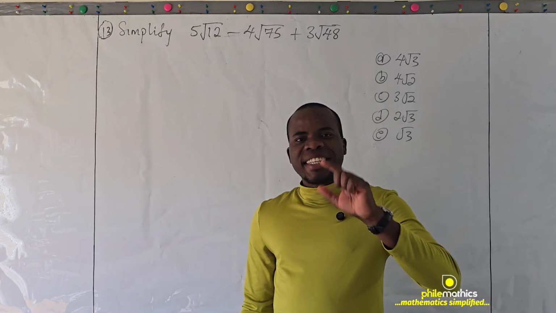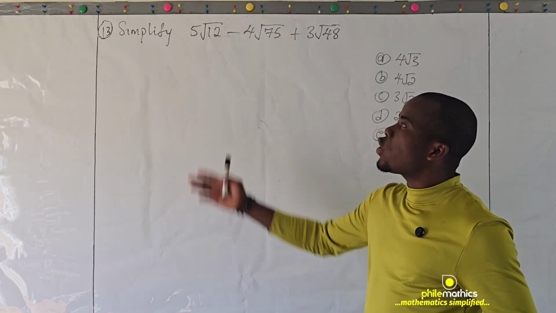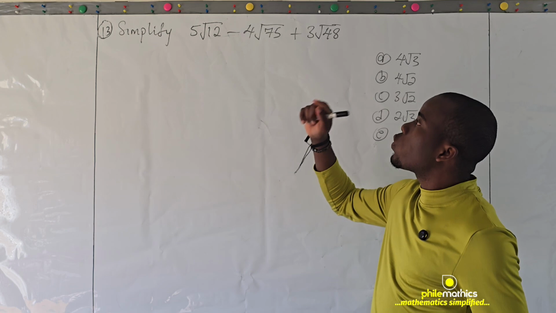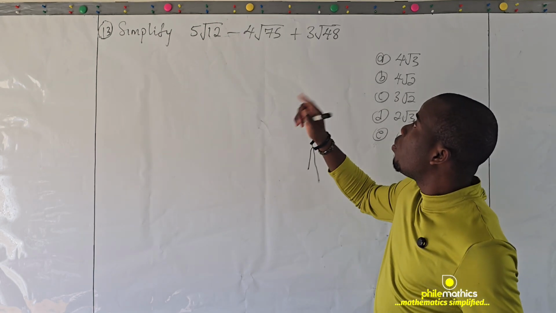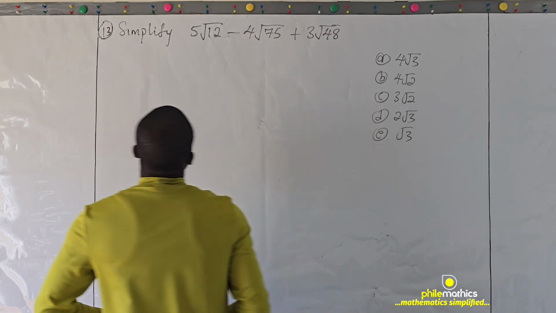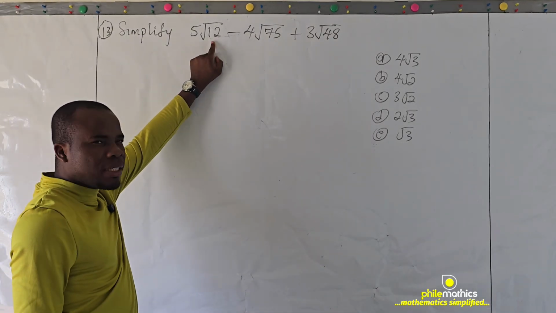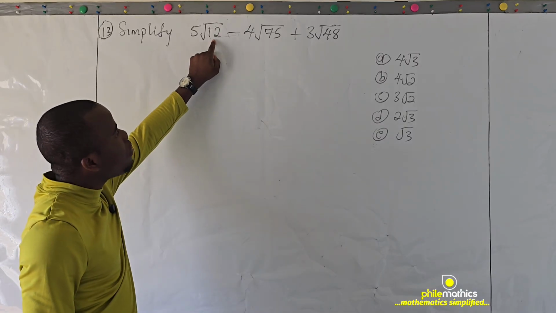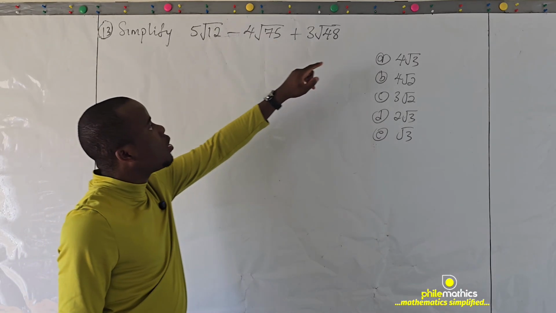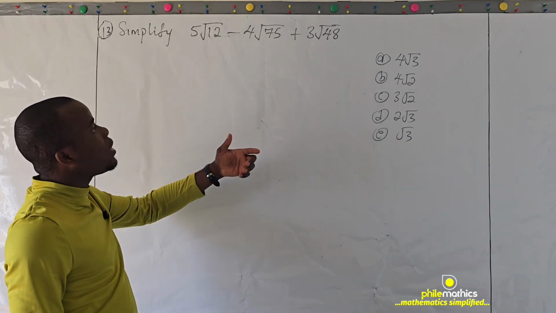The 13th question of 2025 NECO is on surds, and we're asked to simplify this surd: 5 root 12 minus 4 root 75 plus 3 root 48. And how we go about it is, you ask yourself, what is the largest perfect square in 12, 75, and 48? So if you look at 12, you agree with me that 12 is 4 times 3.